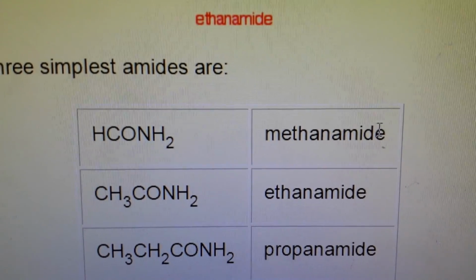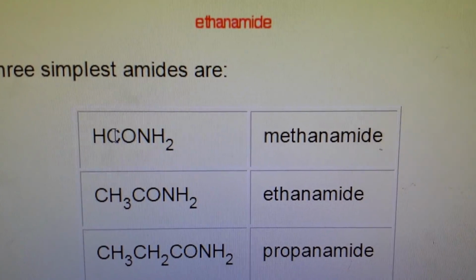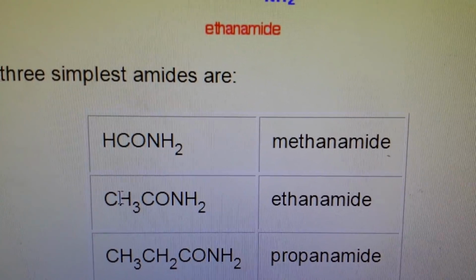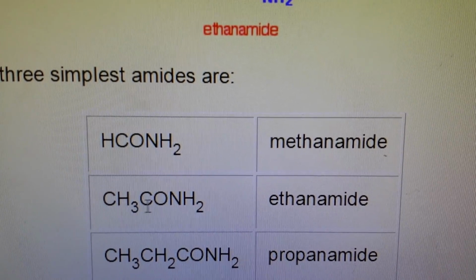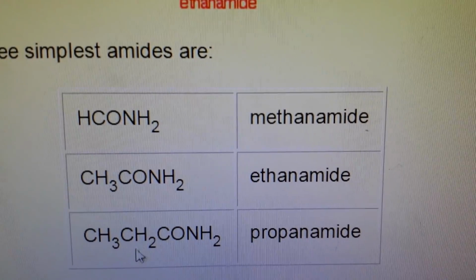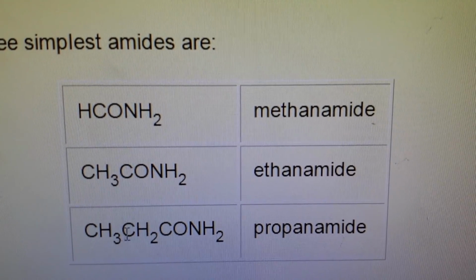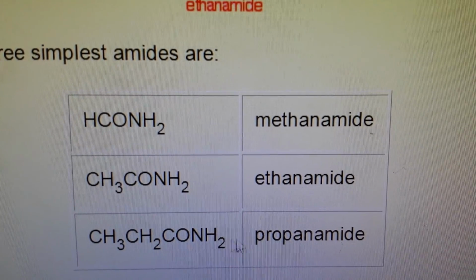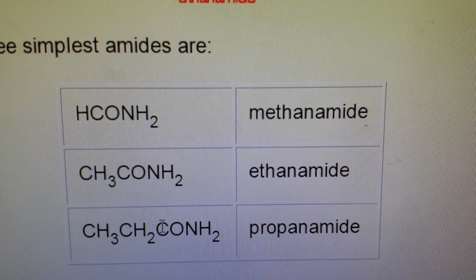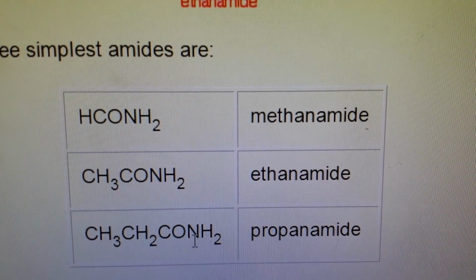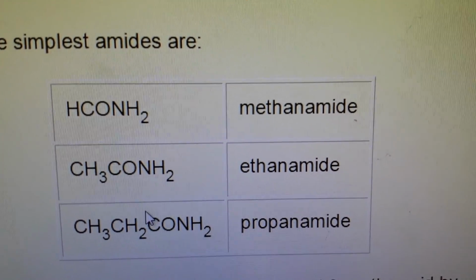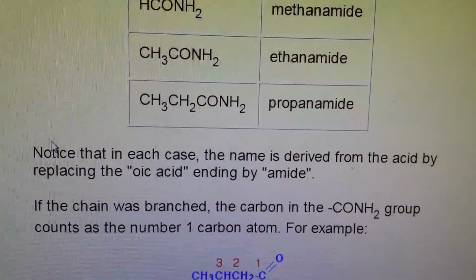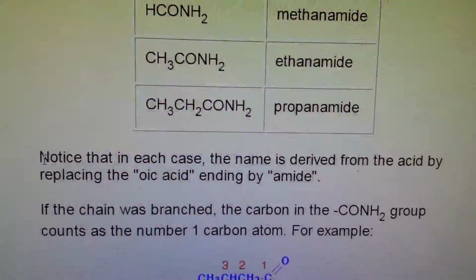The first one is methanamide, just 1 carbon, the carbonyl carbon. The next has another carbon, a methyl next to the carbonyl, and that is ethanamide. The third has an ethyl group, so it's 3 carbons including the carbonyl. When you name the amide, you include the carbonyl carbon in the count, so you say propanamide.